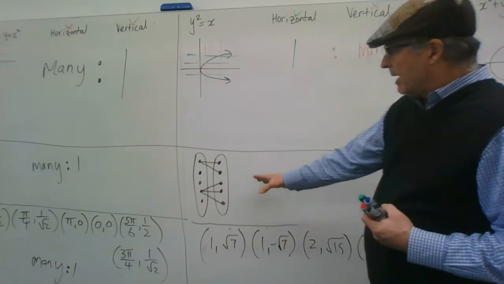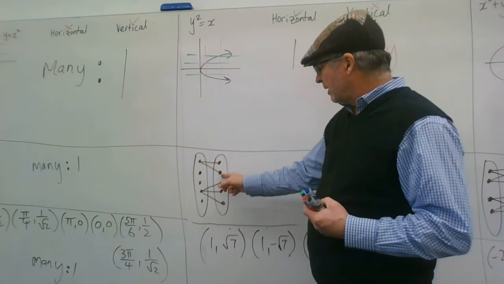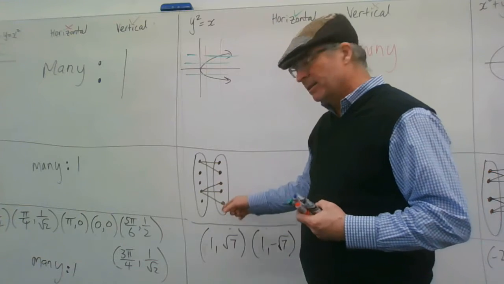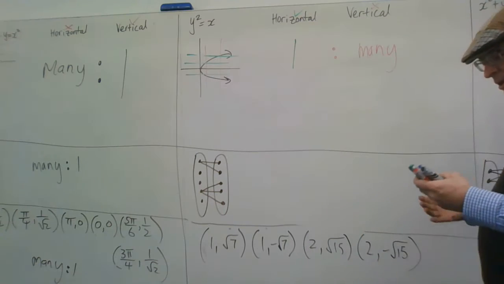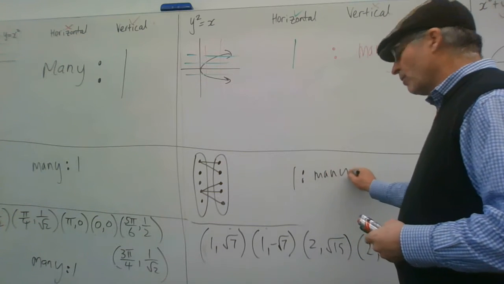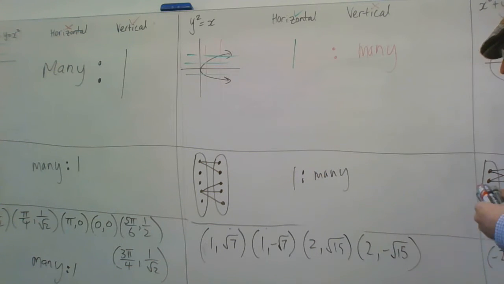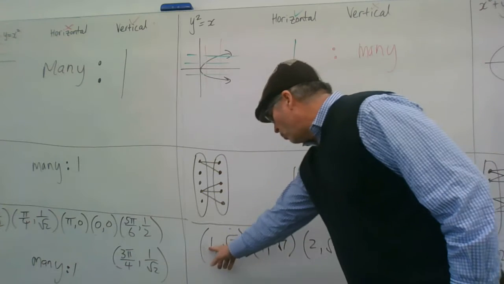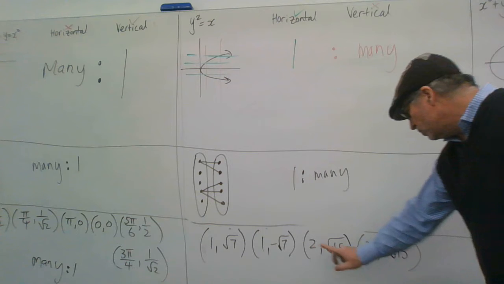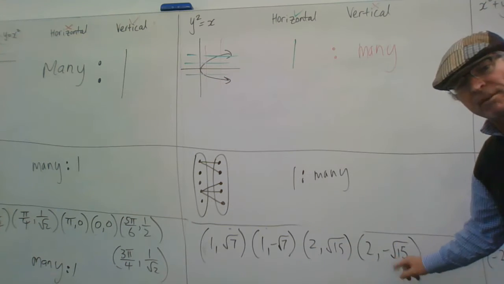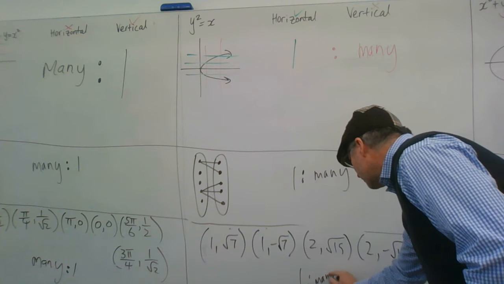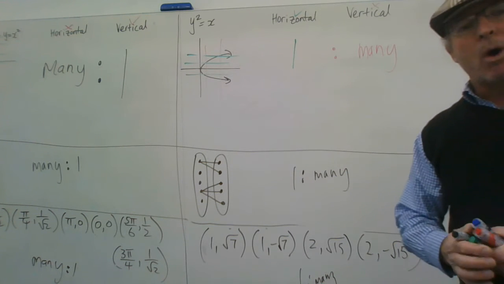Here, we've got 1 going out to many different ones. This one's going to 3 different ones. So it's 1 to many, if you're mapping from left to right. And here, our 1 goes to root 7, but also minus root 7. Our 2 goes to root 15, but also minus root 15. So that's one x value going to many y values.